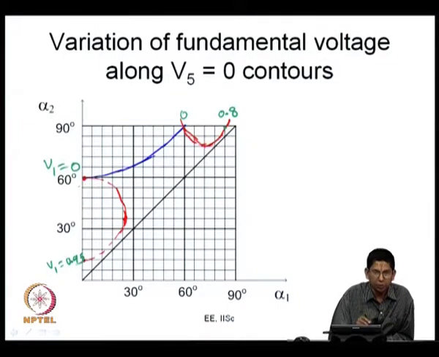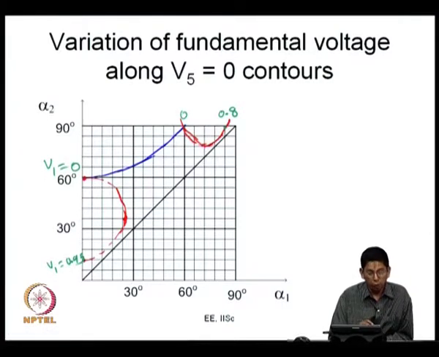of fundamental voltage along this particular curve, and again V1 equal to 0.8 is the highest value of the fundamental voltage along this particular curve, the other red curve that I have been showing here. So, in this case the fundamental voltage varies anywhere between 0 and 0.8, and along this curve it is anywhere between 0 and 0.95.